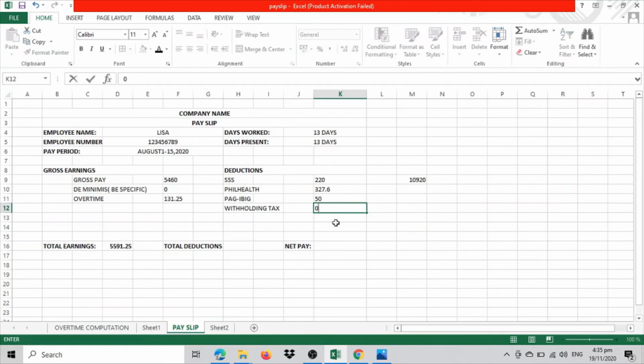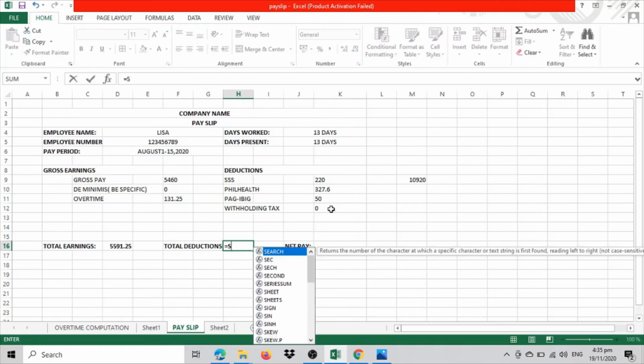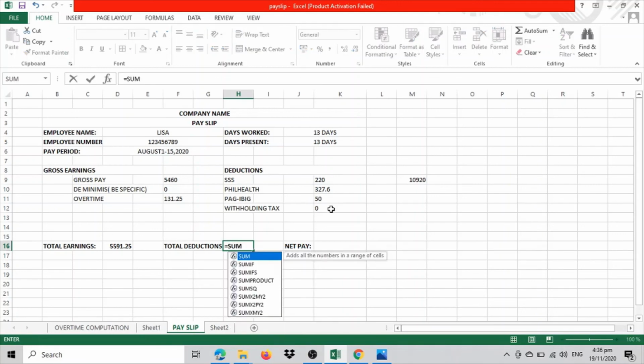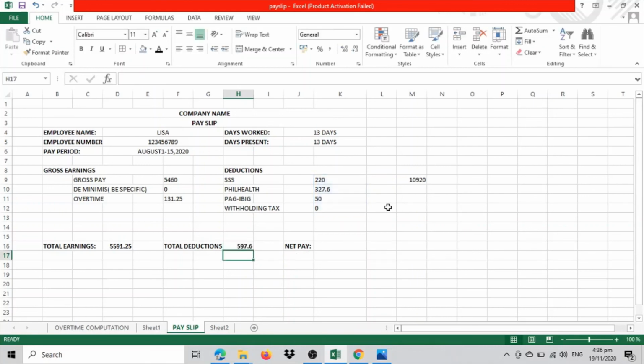Withholding tax is 0 because Lisa only receives minimum wage. Okay, so she will receive no withholding tax. There will be no deductions for withholding tax. Okay, then let us sum up the deductions. So you can use this formula. Equals sum, open parentheses, highlight all the cells you want to add, close parentheses, then enter. Total deductions for that pay period is 597.6.